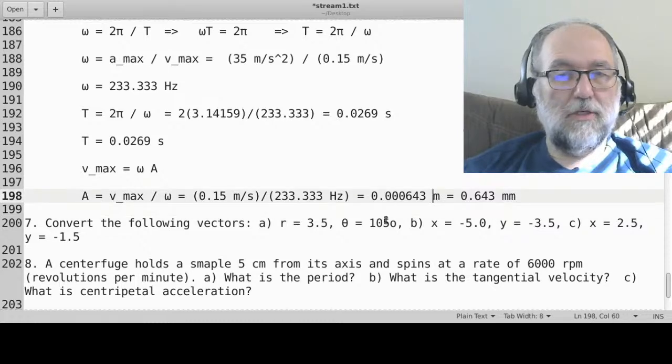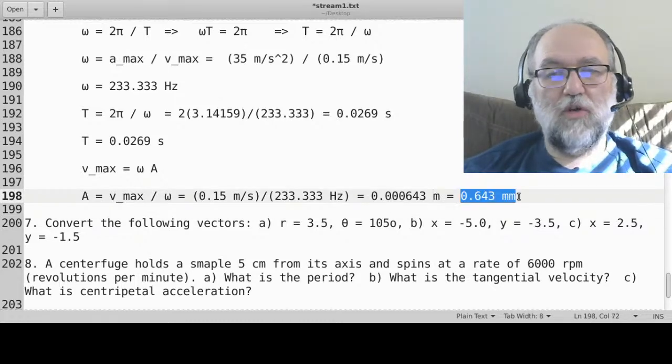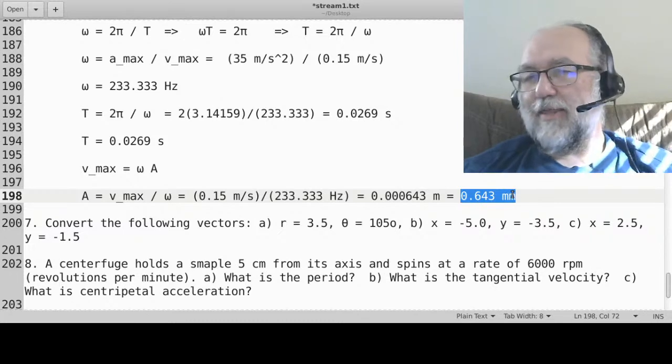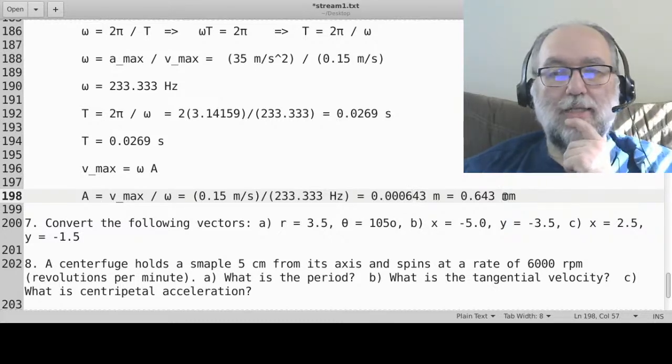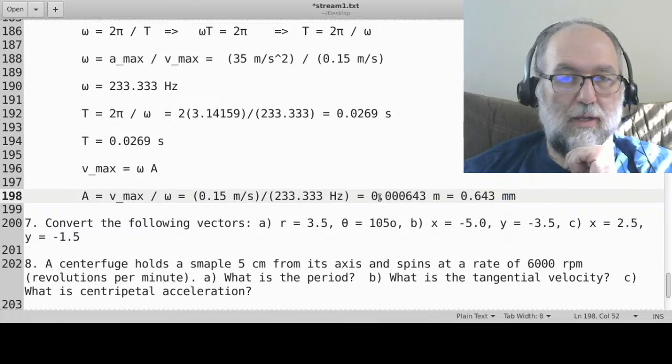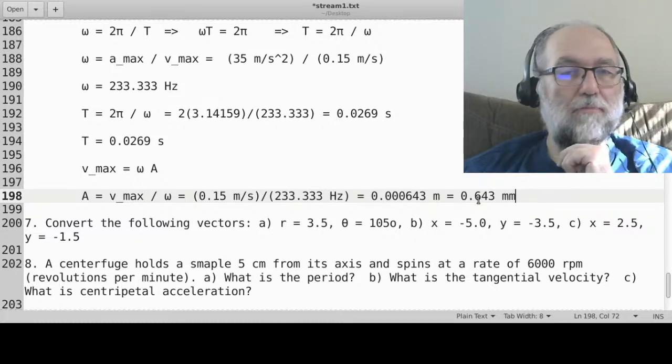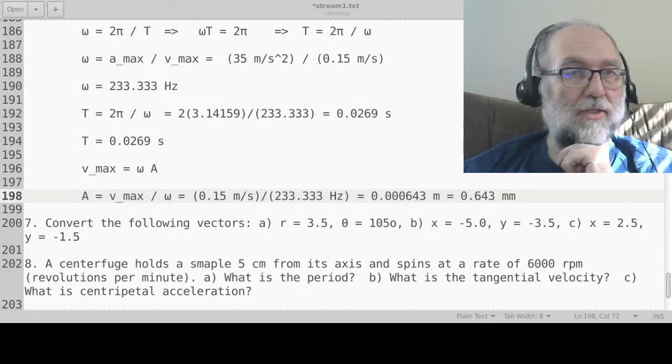Now that's a small number in meters, okay? And so what I did was I actually converted it to millimeters. There's 1,000 millimeters in a meter, so you would move your decimal to the right 4. So there's the decimal, 1, 2, 3, 4. No, 3. I'm sorry. It's 1,000, so you'd move it over 3. So it's going to be 0.643 millimeters. Okay. All right. There you go. That answers the question on the 1D oscillator.